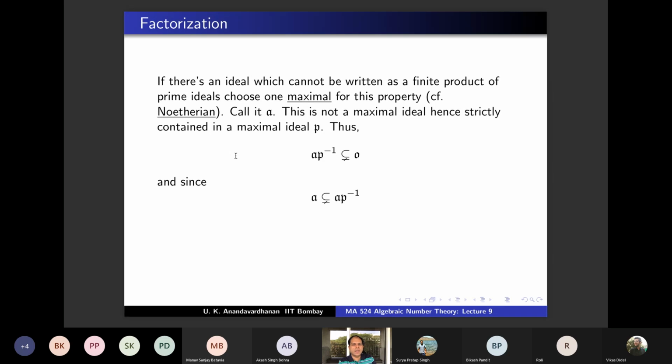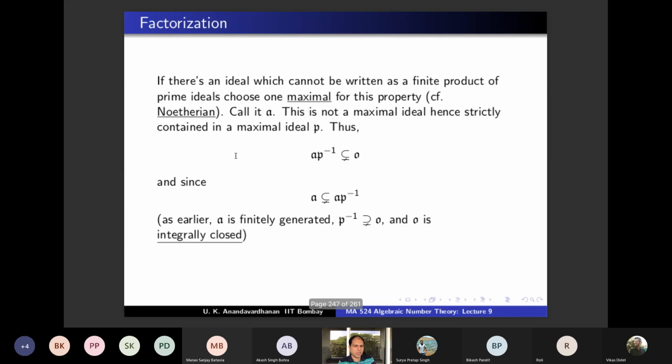A is strictly contained in AP inverse. What is the argument for this? This is the third time the same argument is coming. If A equals AP inverse, we get a contradiction to what? We get a contradiction to O being integrally closed, because P inverse will leave a finitely generated O module invariant, and P inverse is strictly bigger than O, and O is integrally closed. All these put together, we get a contradiction if it was an equality. So this is strict containment. And therefore, what is your conclusion?